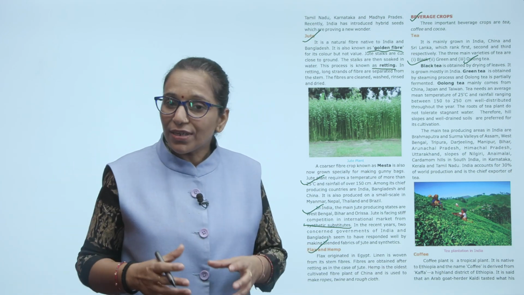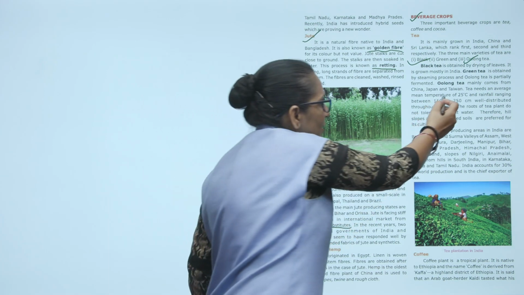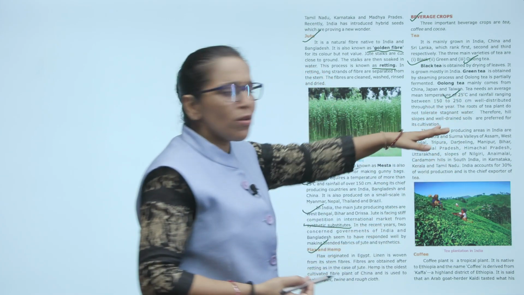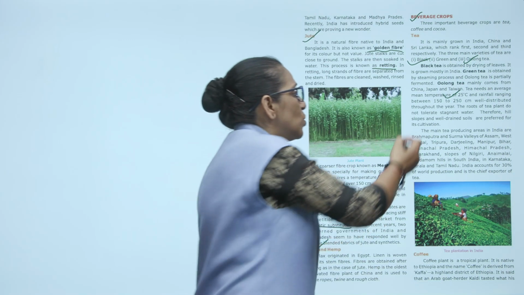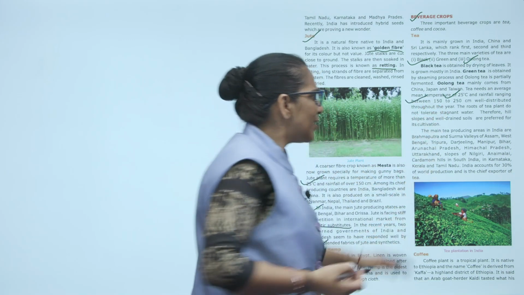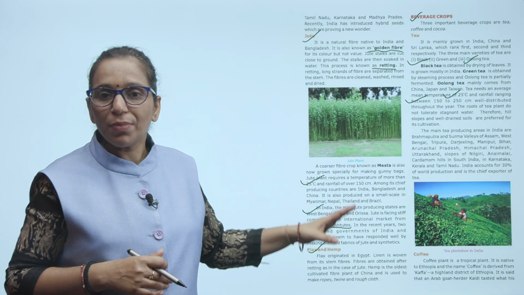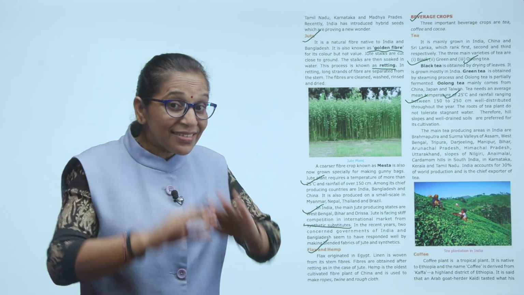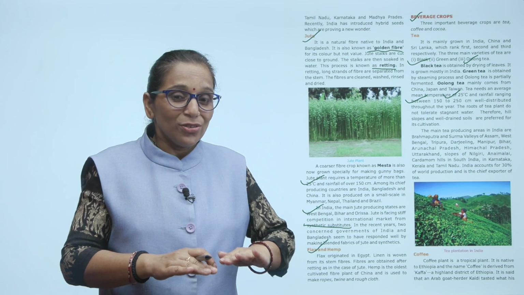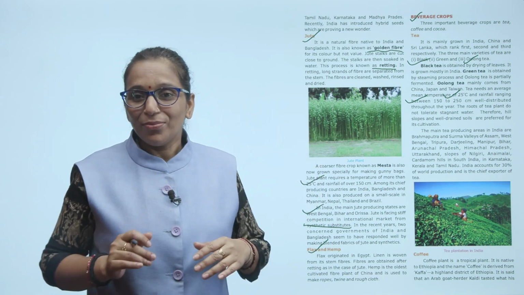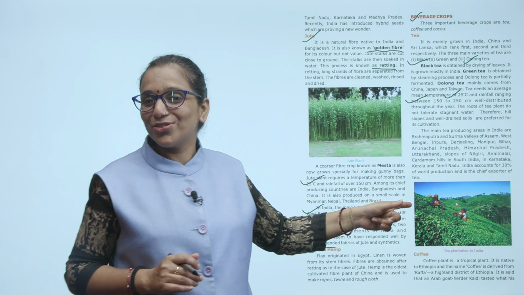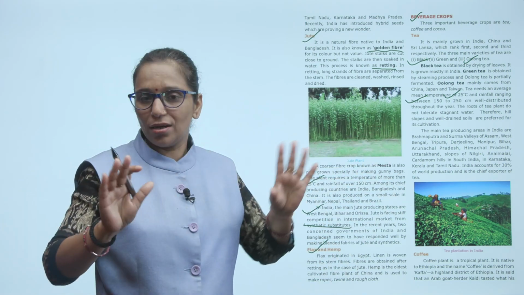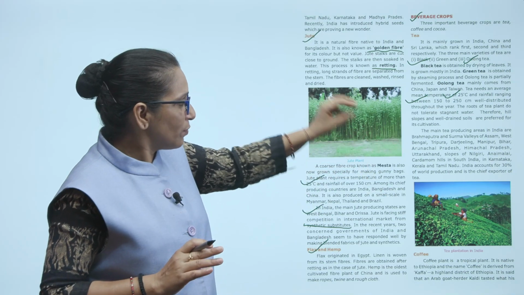Tea needs an average temperature of 25 degrees centigrade and rainfall ranging between 150 to 250 centimeter, well distributed throughout the year. It should be there. And the roots of tea plants do not tolerate stagnant water. So that's why they are grown on sloping areas. Therefore, hill slopes and well-drained soil are preferred for its cultivation, because standing water is the worst condition for the tea plantation, so they need the slope.